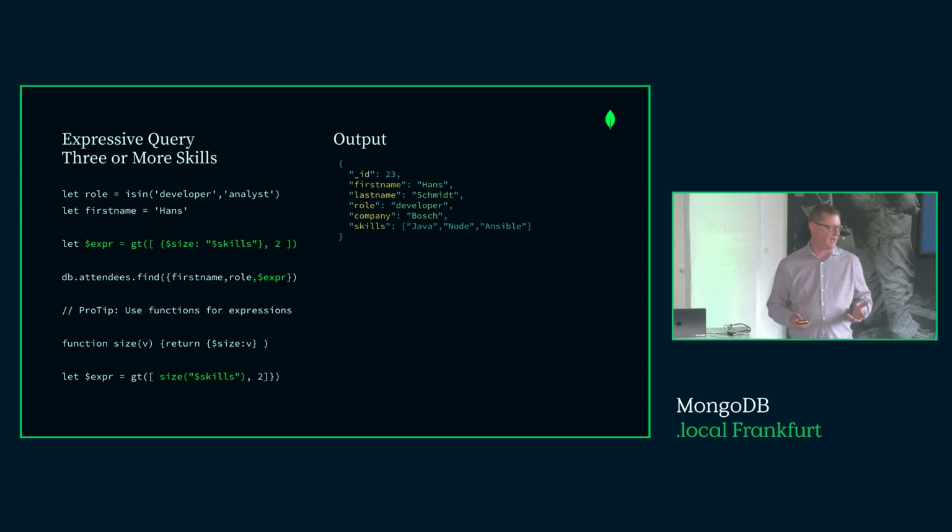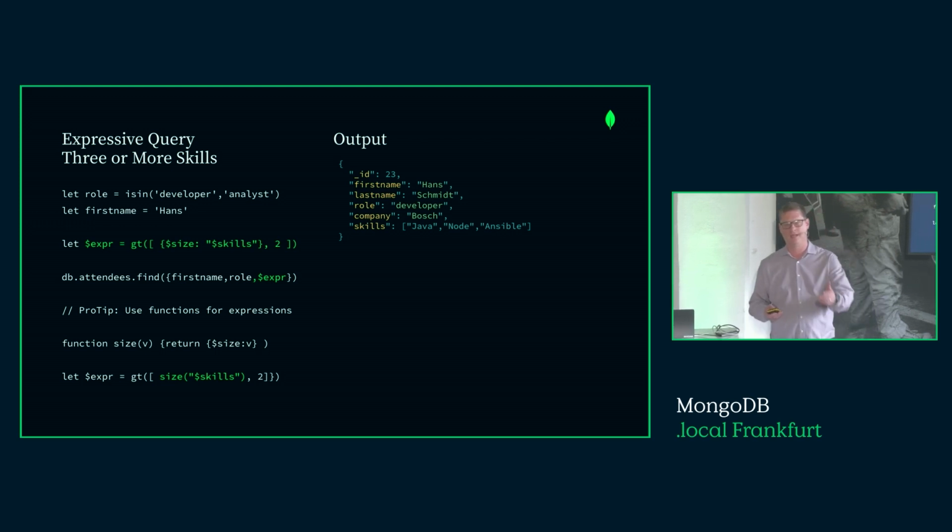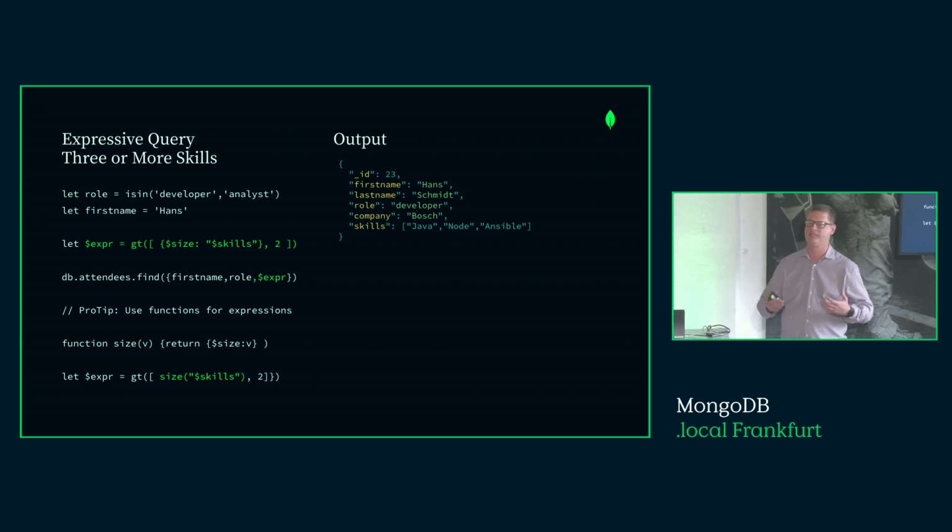I also said that I tend to create functions around bits of code, around object creation, just to clean up my code, so that I don't have some huge slew of JavaScript or nested kind of fluent API. So I'll define a function like size that returns an object, $size is value. And then I can do let expression equal greater than size skills 2. So I actually get that nice kind of functional way of writing queries.